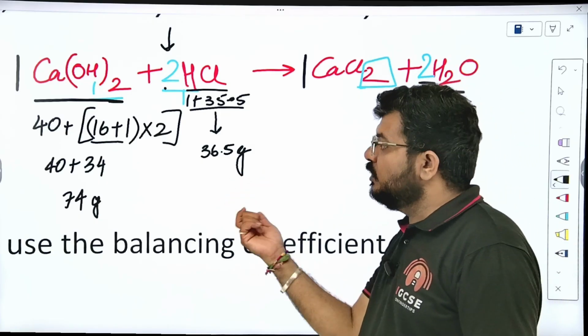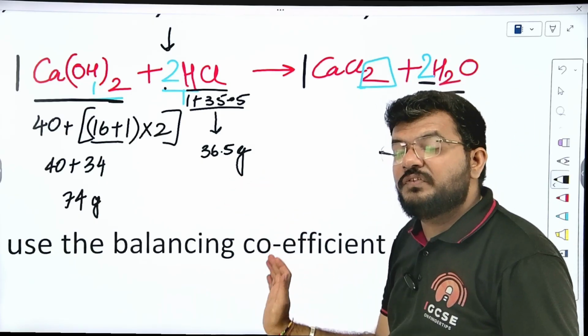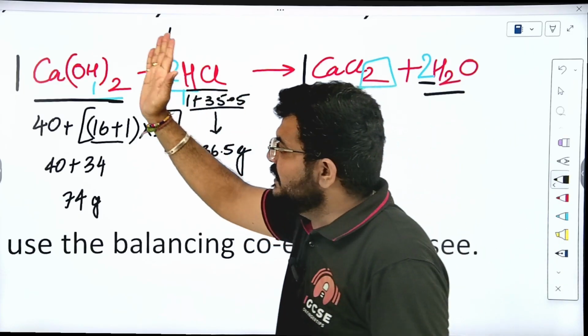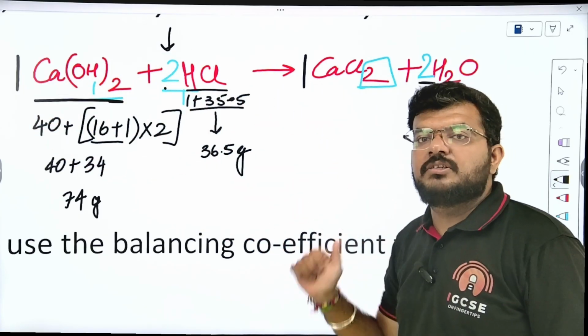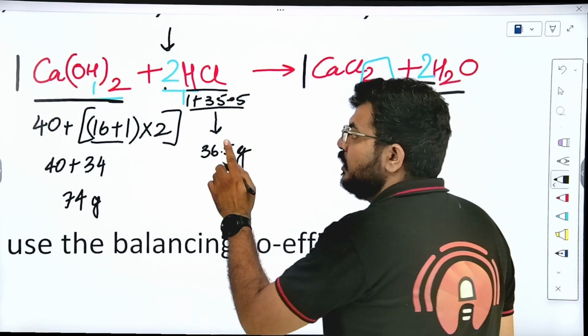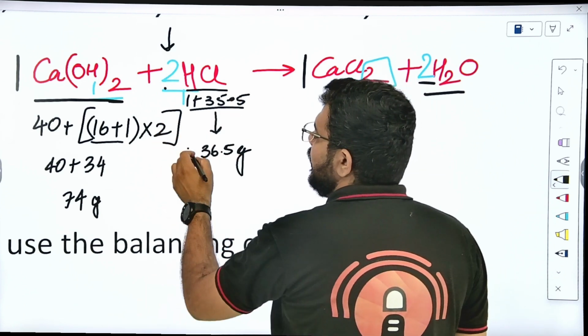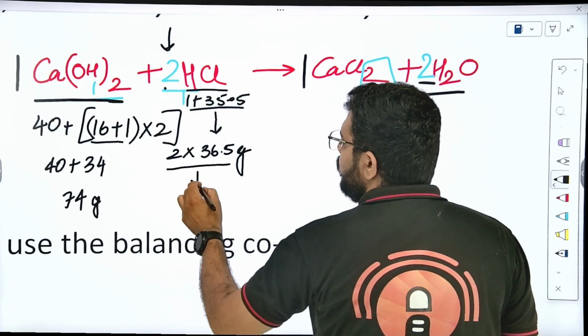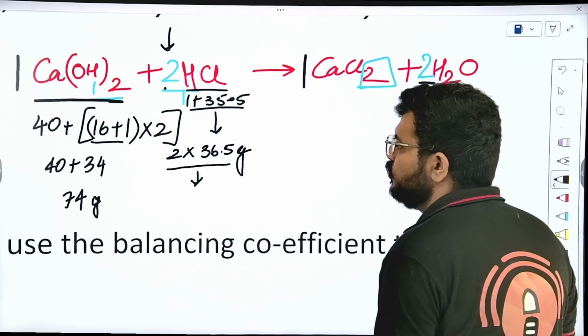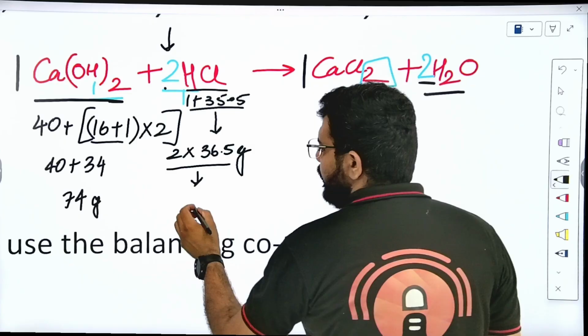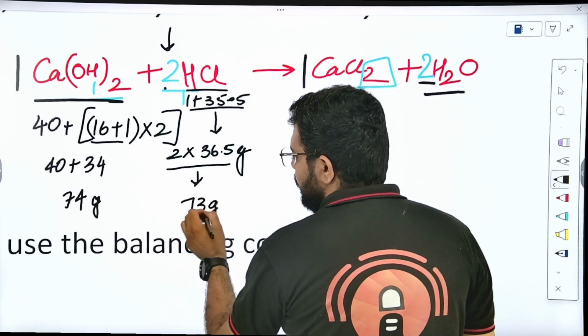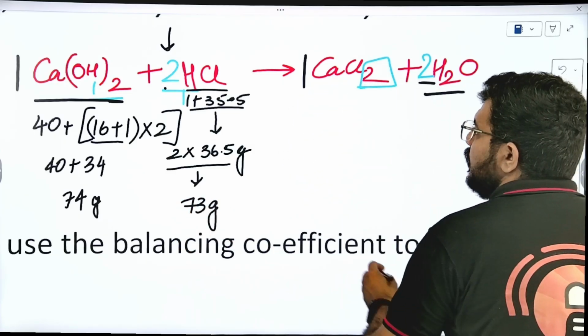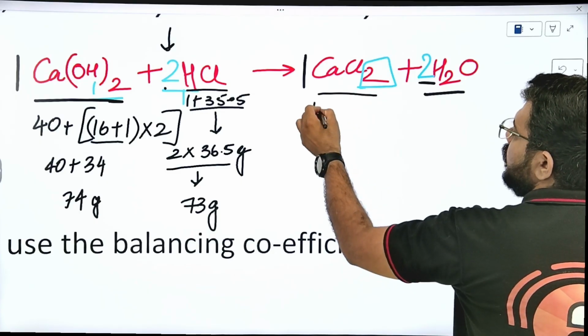But when we want to find out how much of HCl combines in this equation with calcium hydroxide, at that point you need to. Okay, so 36.5 is the relative mass, but the whole thing multiplied by 2 will give you how much of it reacts. So 36 into 2 is 72 plus 1, 73 gram. Okay, now you can again find out for calcium chloride.